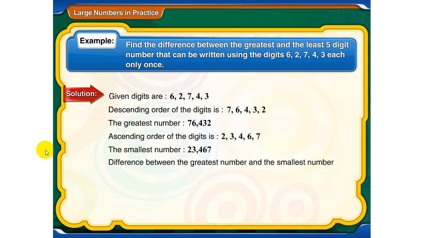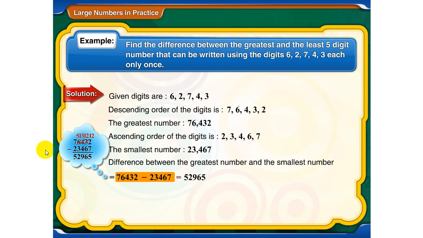The difference between the greatest number and the smallest number can be obtained by subtracting 23,467 from 76,432, and we get 52,965.